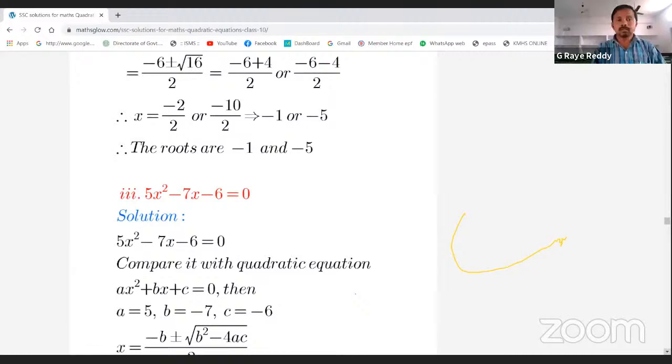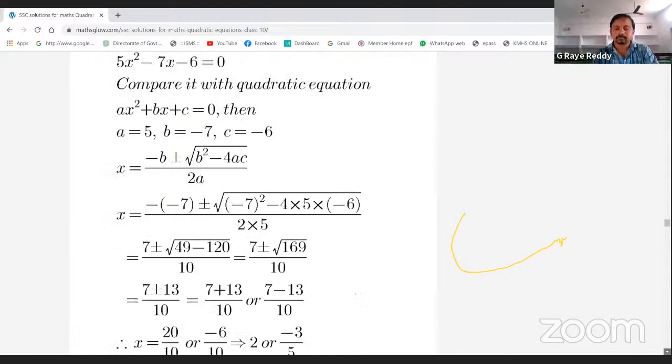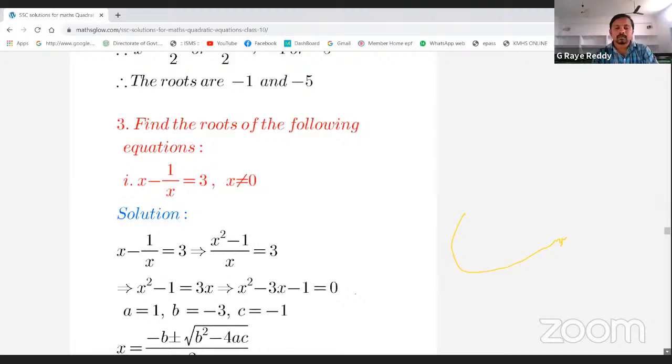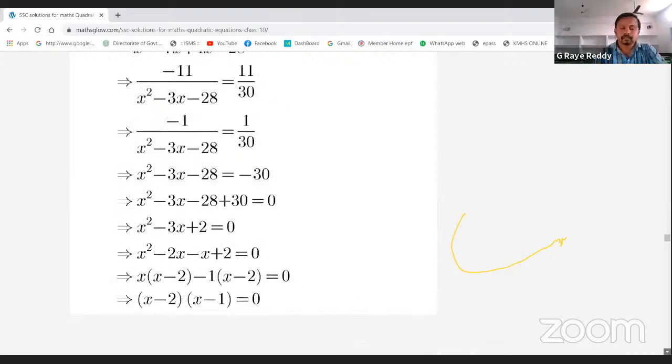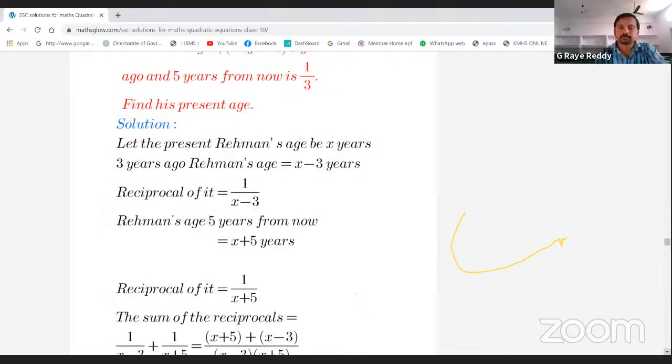Delta is nothing but the discriminant of the quadratic equation, that is b square minus 4ac. If delta equal to 0, then we get real and equal zeros of a quadratic equation. If delta is greater than 0, the zeros are real and distinct. If delta is less than 0, the zeros are non-real.